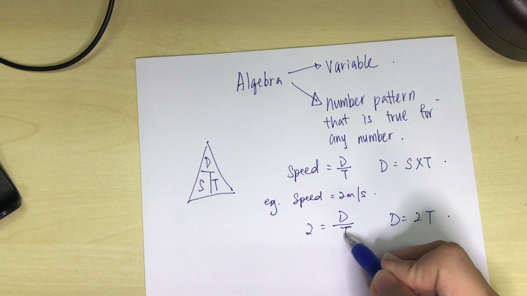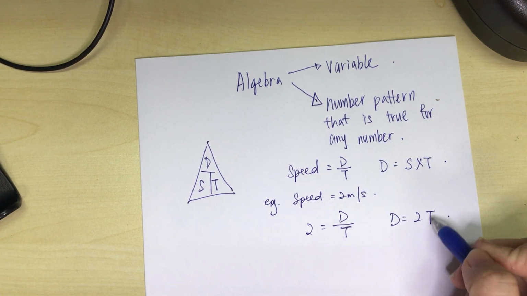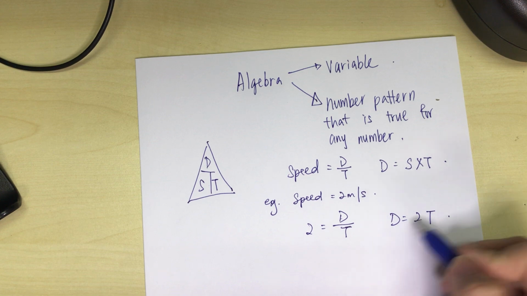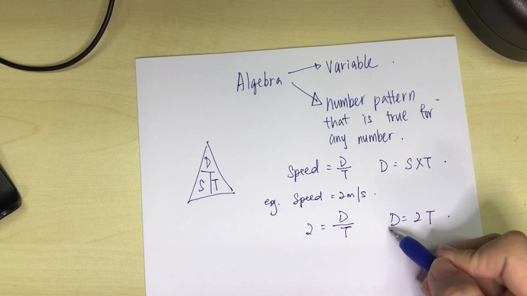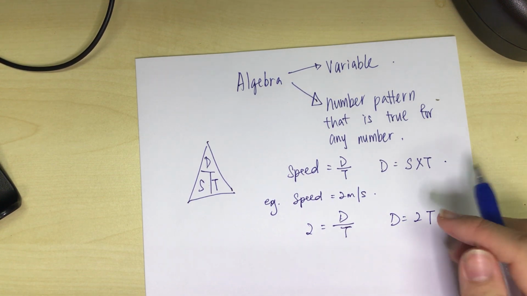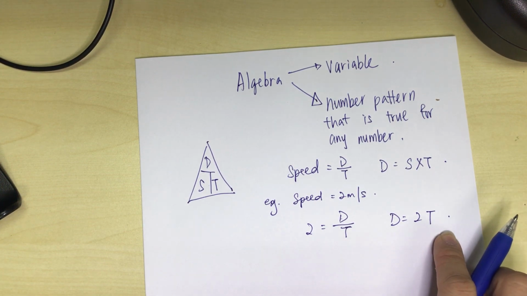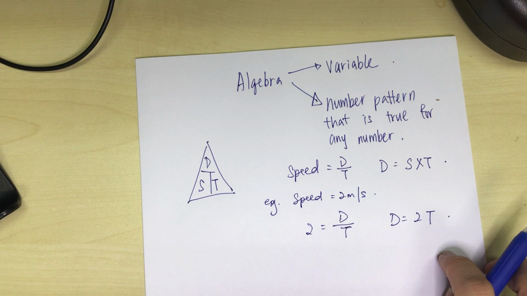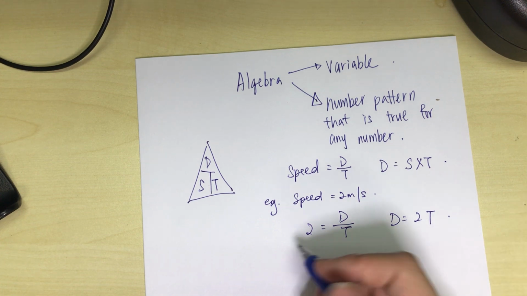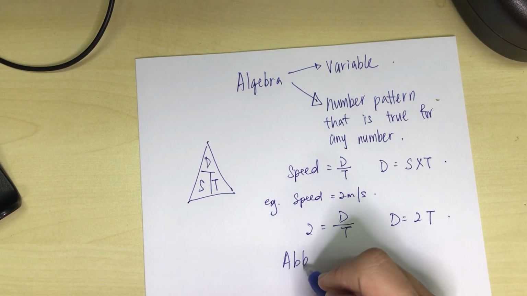If this is 5, 2 times 5, 10. If this is 10, 2 times 10, 20. So it will be true for any number that is being applied. This will still work. Okay, now in algebra there are a few abbreviations that you need to take note of. So what are the abbreviations?